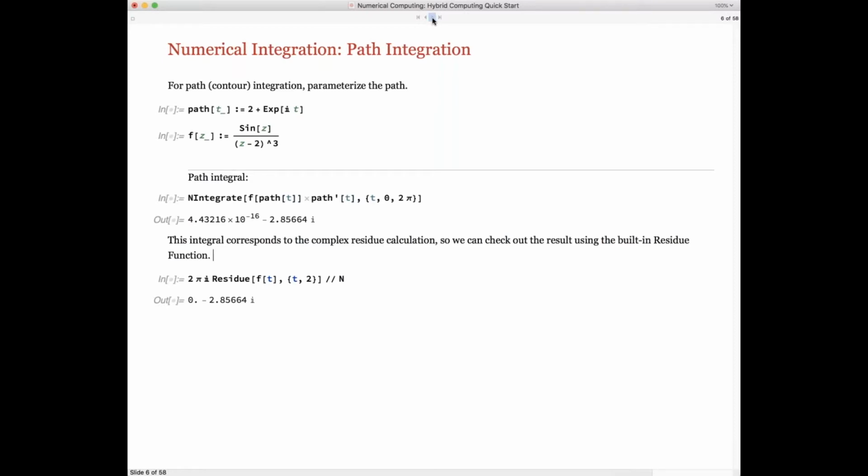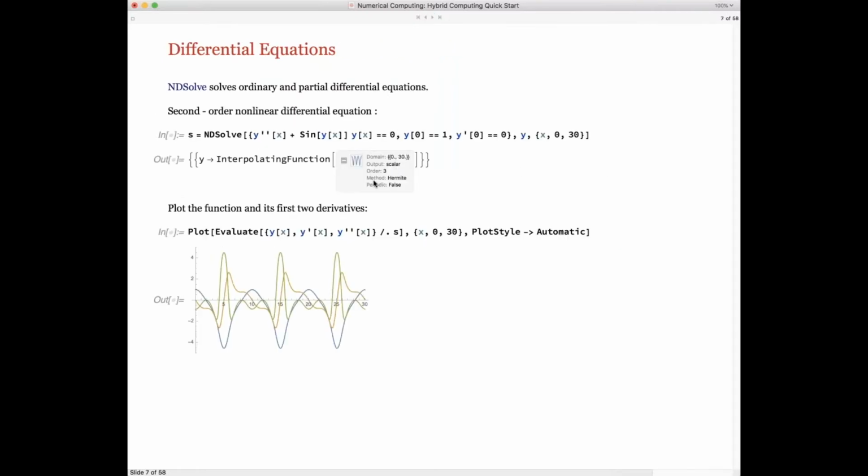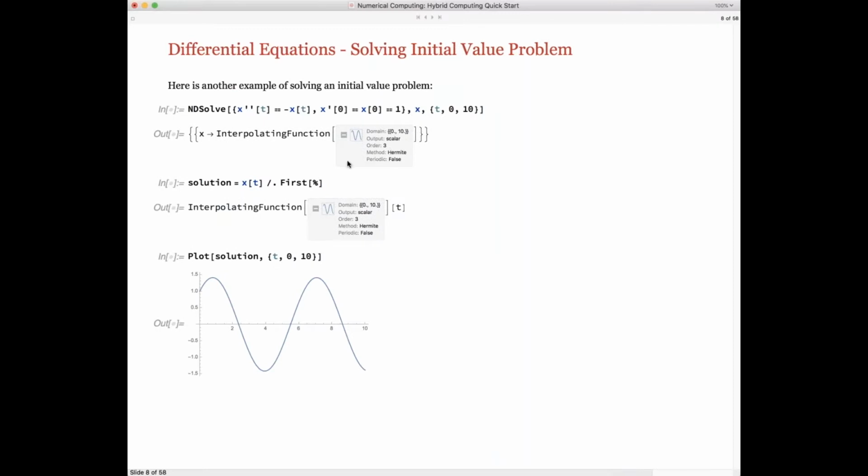Here is a simple example of solving an initial value problem. The solution in this case is available here. Similarly, NDSolve solves ordinary and partial differential equations. Here is an example of solving a second-order nonlinear differential equation. Here is another example of solving an initial value problem. And we see the solution in this case is a sinusoid.